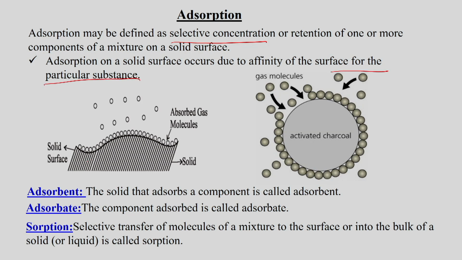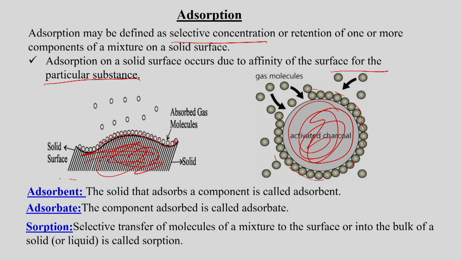substance. Suppose this is the solid material and the exposed surface is this one, and the adsorbed gas molecules have an affinity for this surface, then these are actually stuck on the outer surface of the solid material. Or if we say activated charcoal, then there also gas molecules will be adsorbed on the outer surface of the activated charcoal.